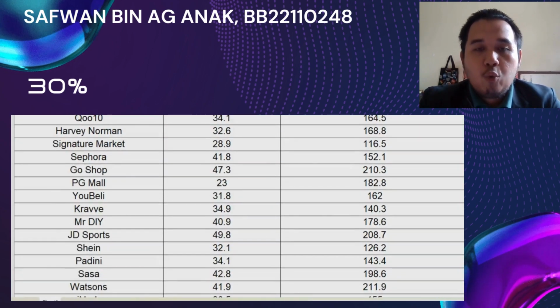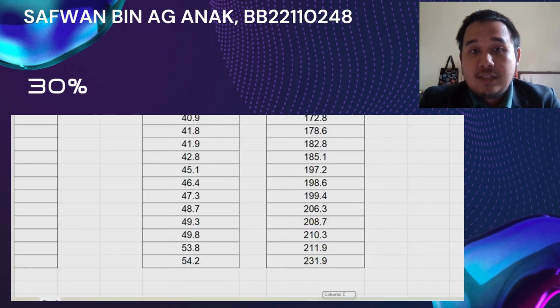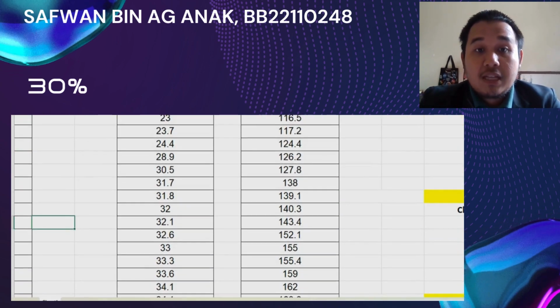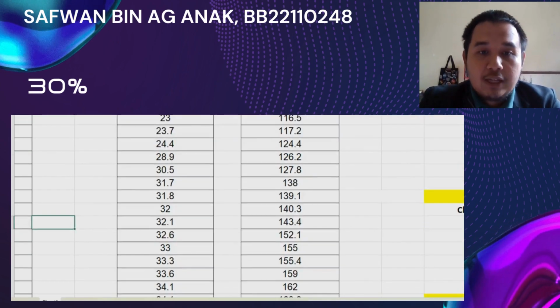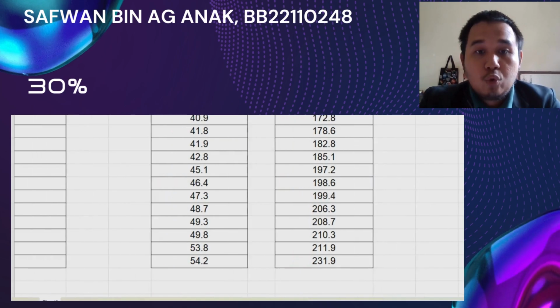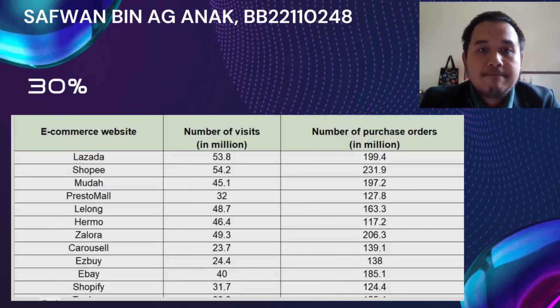So here we can look at the raw data given from the question, which is traffic in million and conversion in million. We use this data and transfer it to ascending order, from the lowest to the highest value, to make it easy to collect the data to calculate the frequency.